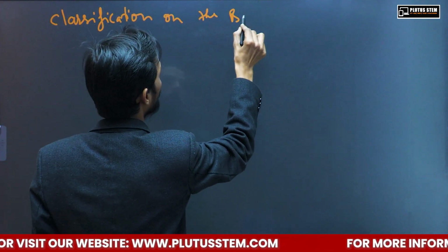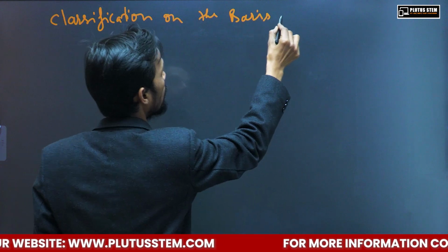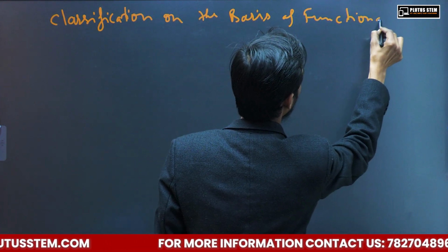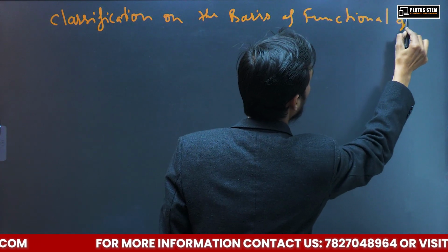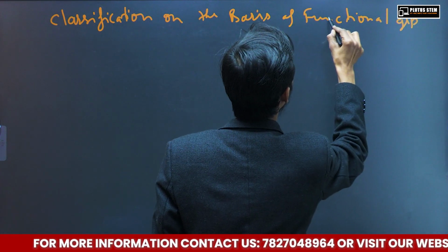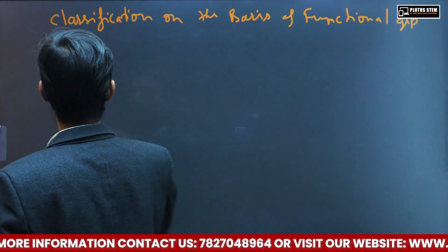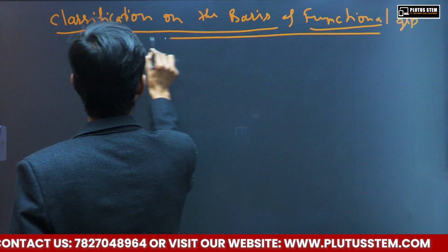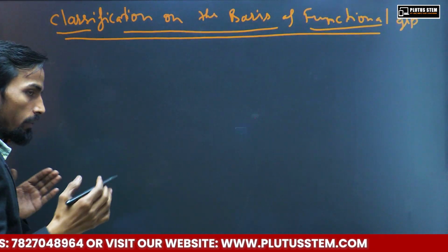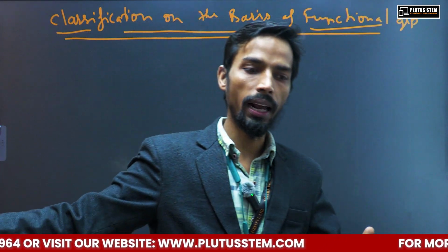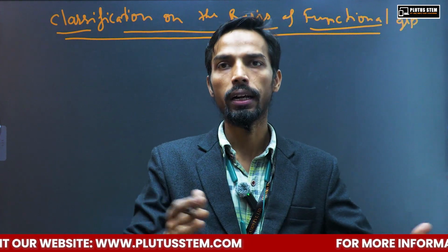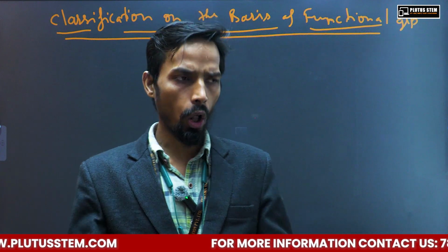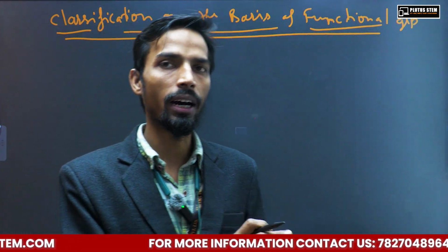On the basis of functional group, any organic compound which is having a different functional group can be like alcohol, it can be phenol, it can be ether, it can be aldehyde, it can be carboxylic acid. All these things are going to come in our class 12.